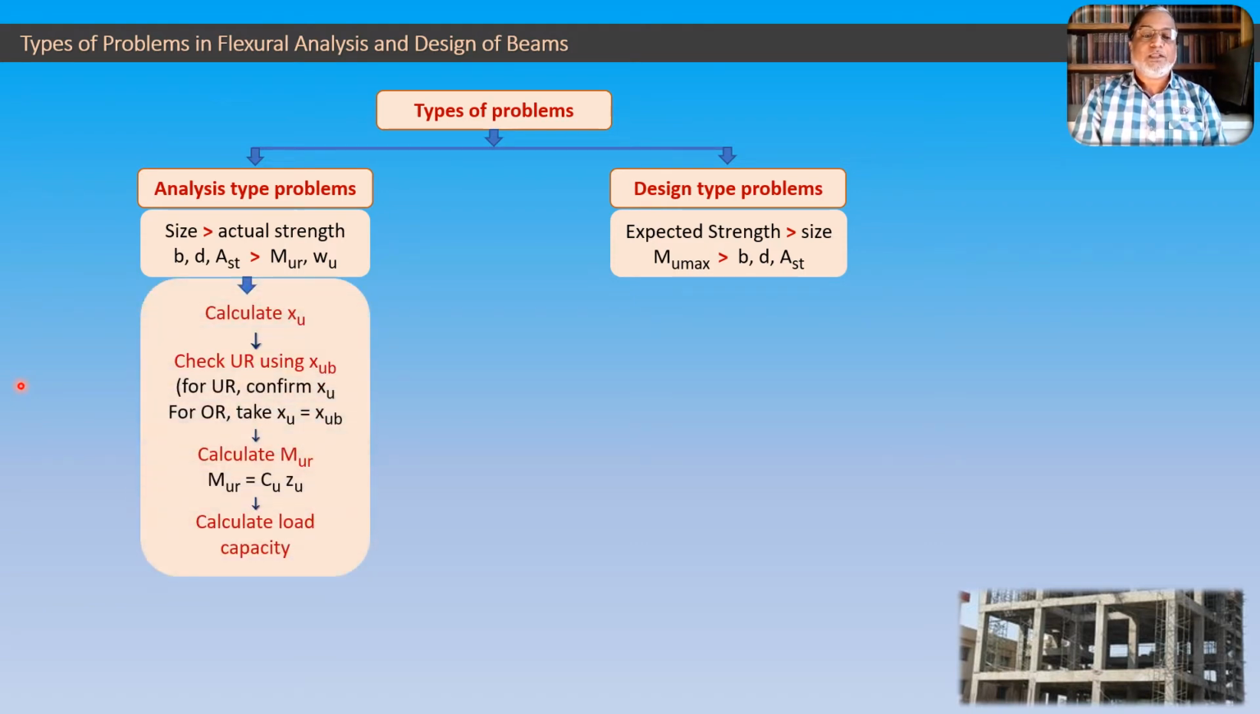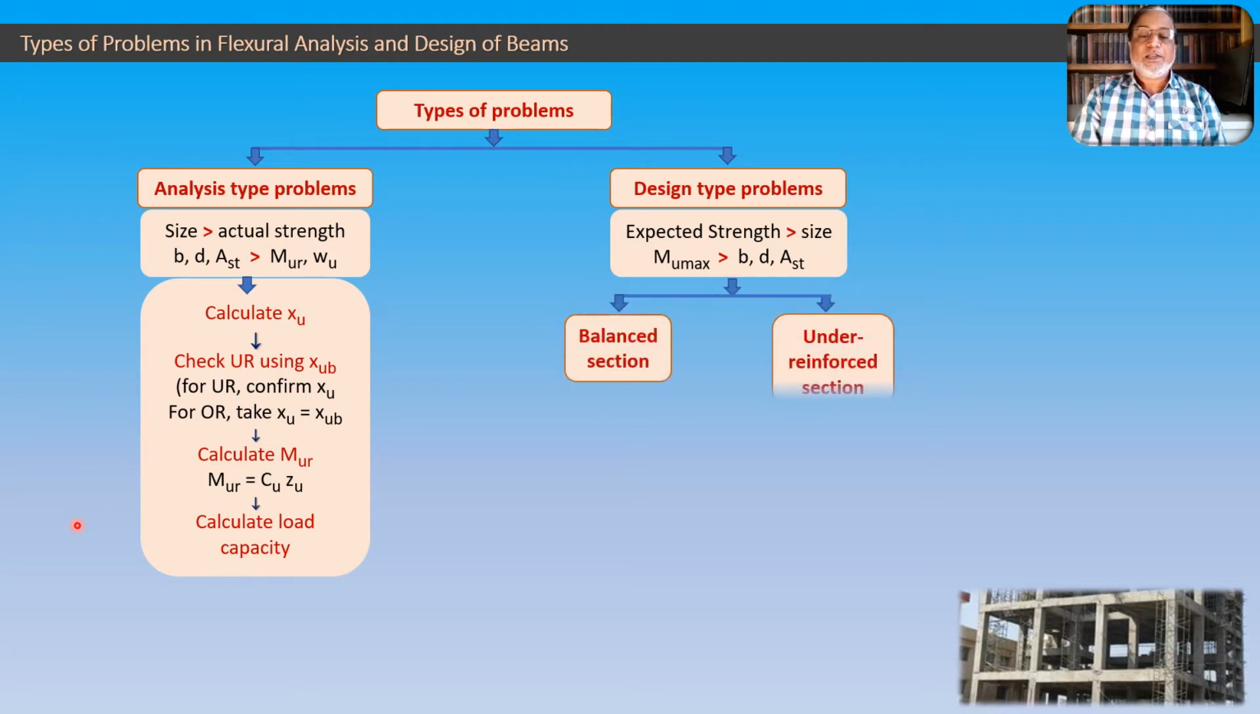Now, while solving the analysis problem, we have to follow three steps. First is calculate the value of XU, the depth of neutral axis, and check whether the beam is under reinforced or not. Accordingly, you have to take some steps that we have already done in the earlier video. Then the next step is calculate ultimate moment of resistance, and the last step is, if required, convert this MUR into the load carrying capacity. So this is briefly the procedure of solving the analysis type of problems.